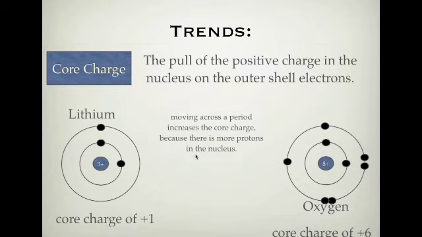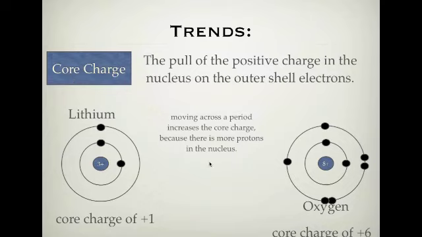As you move across a period, you're going to have an increase in core charge because there are more protons in the nucleus. As you move across, we get more protons and the same number of inside shell electrons. However, you get more and more pull because you have the greater core charge as you go across. So that's what core charge is, and this explains all our different trends.